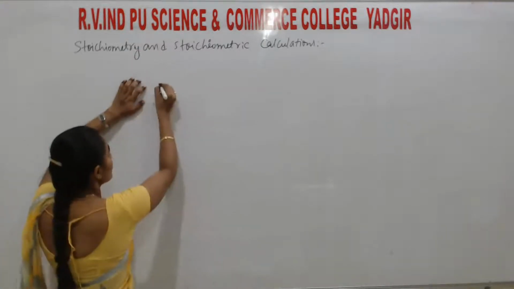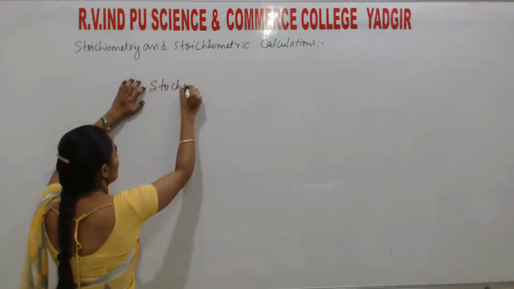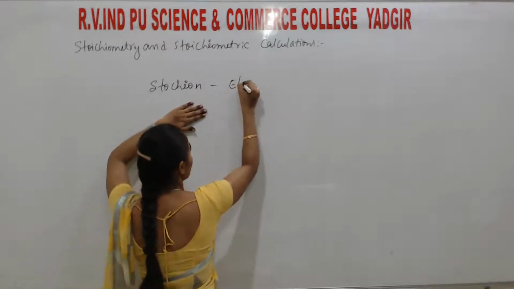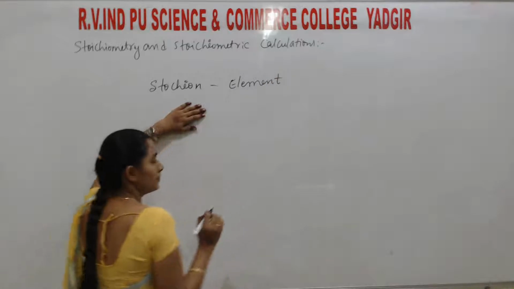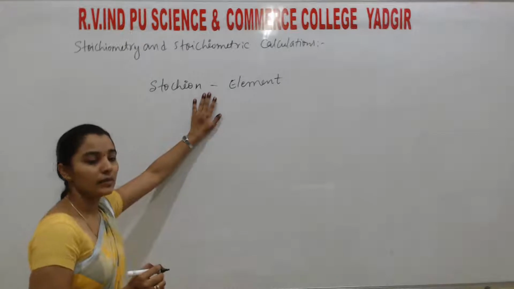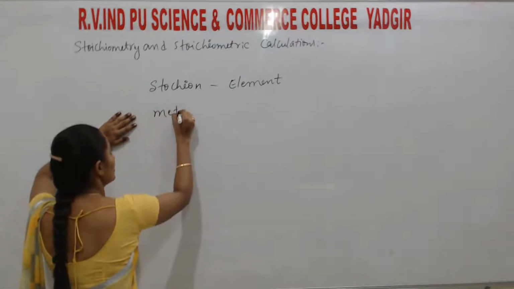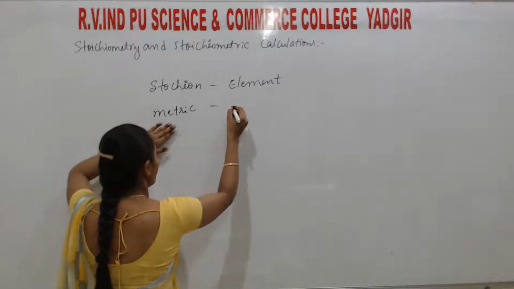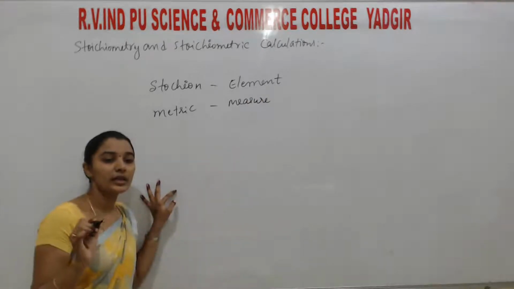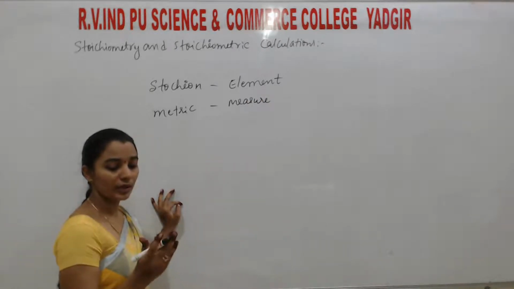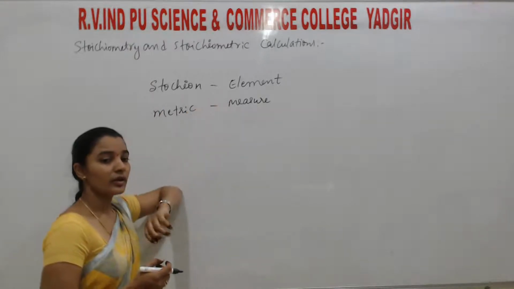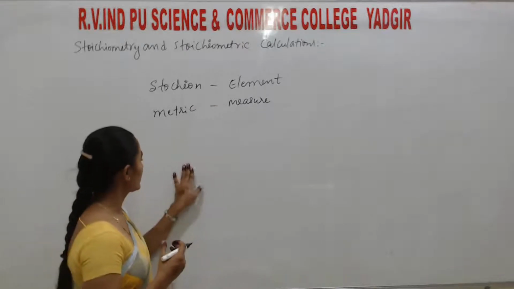Listen, stoichion is a Greek word which means element. Metric is also a Greek word that means measure. So the measure of the elements is called stoichiometry, according to the Greek words. Understood? The measure of the element is called stoichiometry. How can I explain this with an example?